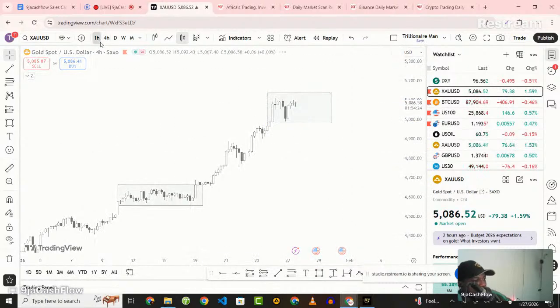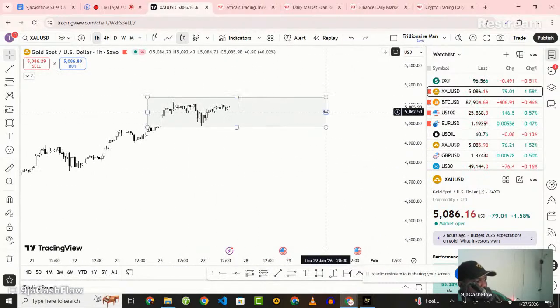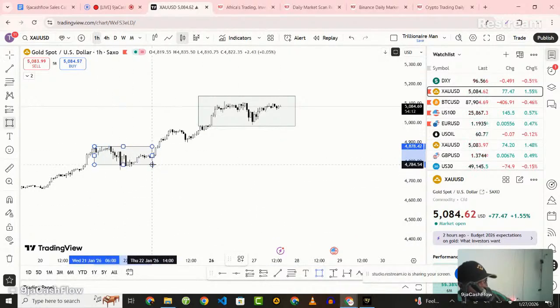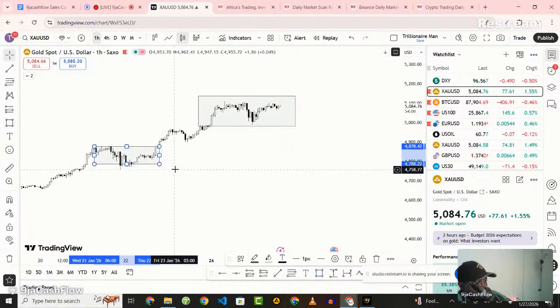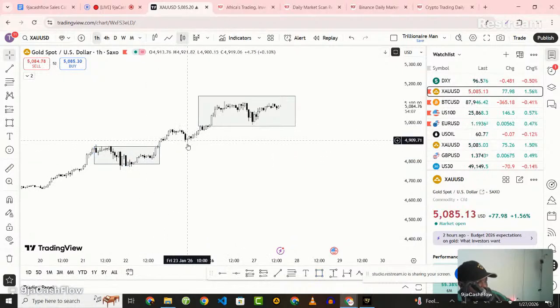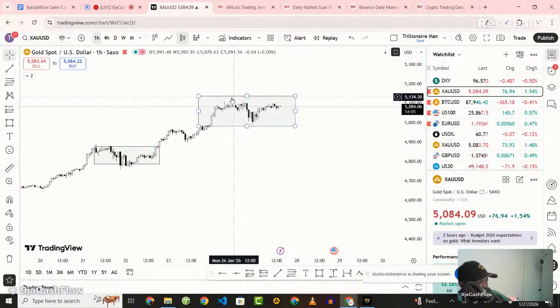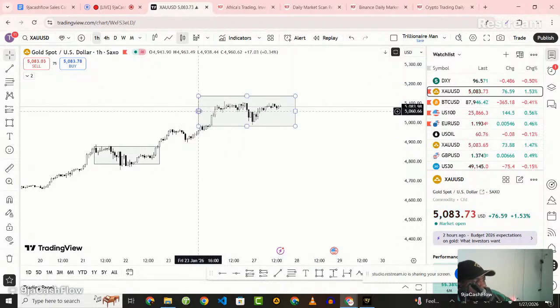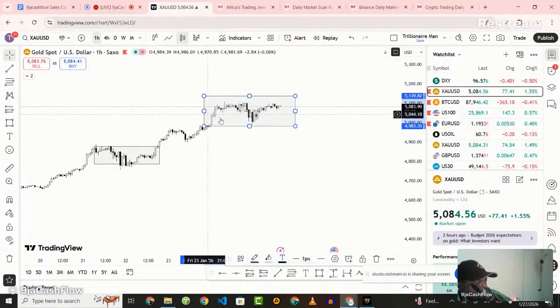Okay, so let's come to our 1 hour. These are 1 hour. 1 hour is still bullish, right? So we had this range here. We broke out of this range, higher high, higher low, higher high, higher low. So is this going to form another higher high? If it does, then this is a pure bullish momentum still in place.